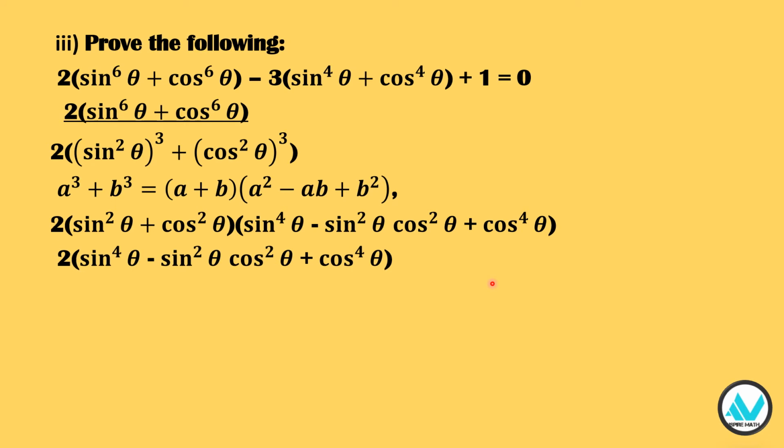So now I'm going to use the identity: sin square theta plus cos square theta gives me 1. So 2 into 1 into (sin power 4 theta minus sin square theta cos square theta plus cos power 4 theta) gives me 2 into (sin power 4 theta minus sin square theta cos square theta plus cos power 4 theta). Now I'm going to take the 2 inside, that is 2 sin power 4 theta minus 2 sin square theta cos square theta plus 2 cos power 4 theta.